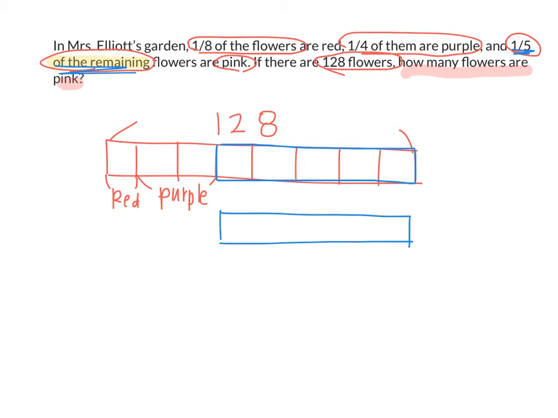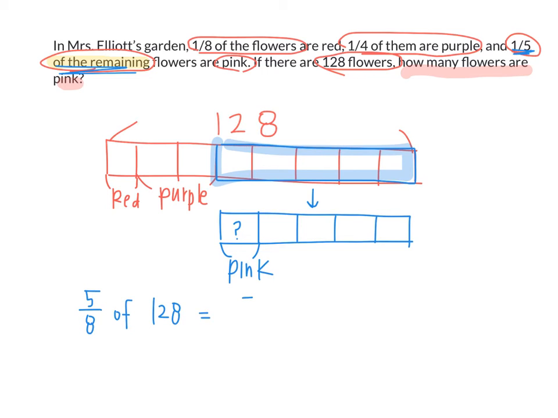And it says 1/5 of those. So I'm going to split that into fifths. Then 1/5 of them are pink. So we're trying to find out how many are pink. First we have to find out how many flowers are in 5/8 of 128, right? So 5/8 of 128 is the same thing as 5 times 128 all over 8.